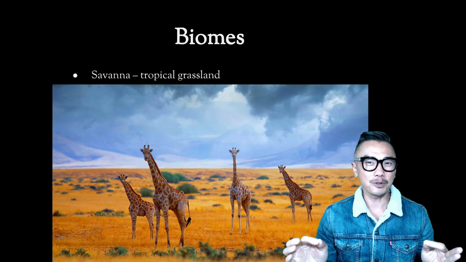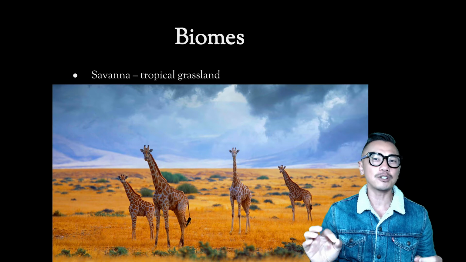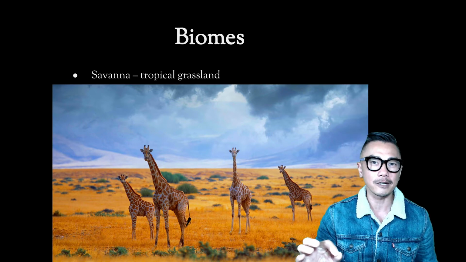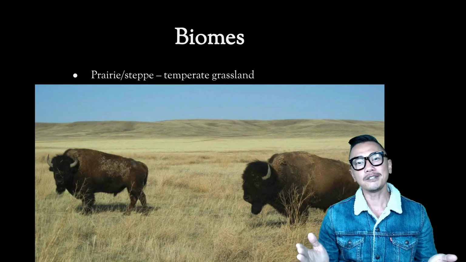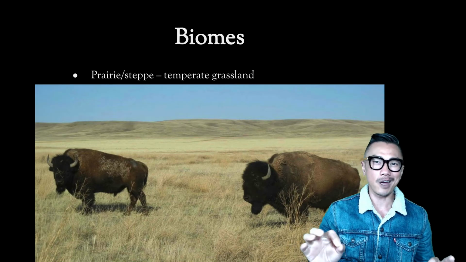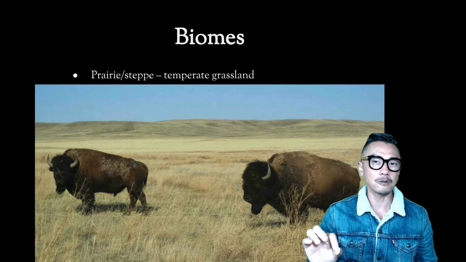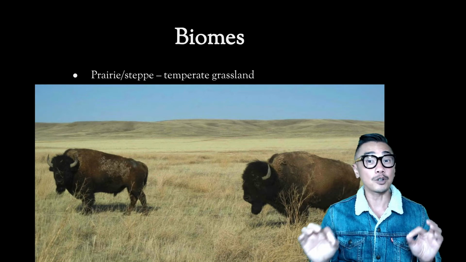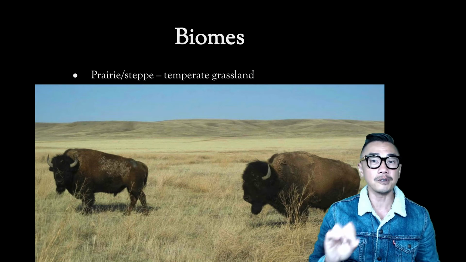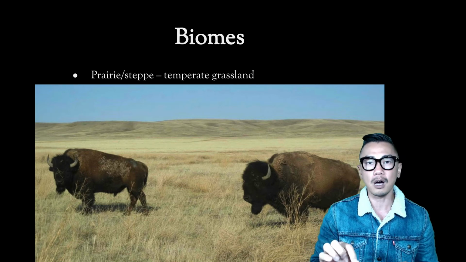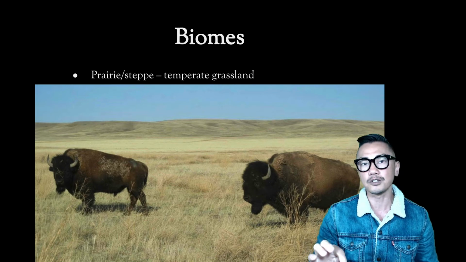Savannas are tropical grasslands found where average temperatures are high and precipitation is low to moderate. Prairies or steppes are temperate grasslands found in middle latitudes with low to moderate amounts of precipitation. The term prairie is more common for these ecosystems in North America. The term steppe is more common for these ecosystems in Asia or Europe.